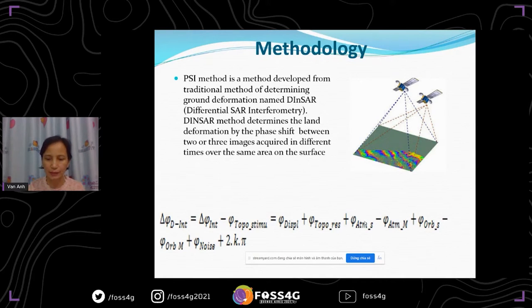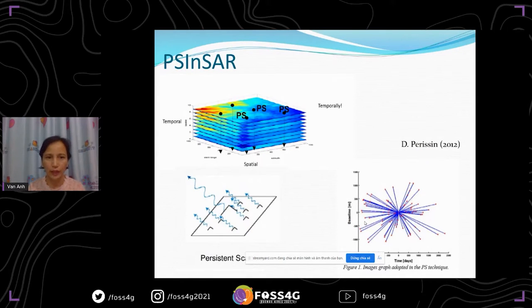So PS InSAR uses a time series of images. We have many images, and many images will create many pairs of images. Each pair of images has a distance between them, which is called the baseline. Each pair of images will create many points. Points that have high backscatter we call persistent scatterers, because they persist all the time. All the pairs of images will have many persistent scatterers, and we can use them to detect changes of elevation. So we can take good quality pixel points; we don't take all the pixels on the images. That's why this is the method.